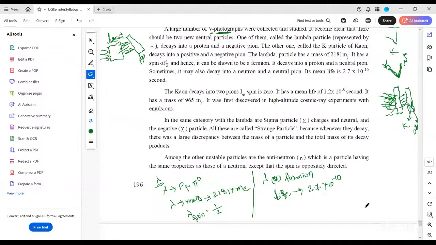Next, we will see the features of K. Two particles are observed, one is lambda, another one is K. So all these are the features of lambda. And we can also form lambda in another way: with a proton plus pi naught, or with a neutrino and pi naught. This is another combination for forming lambda. So all the features of lambda are completed.